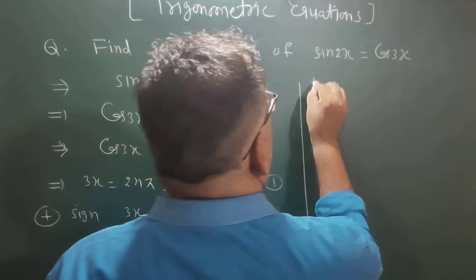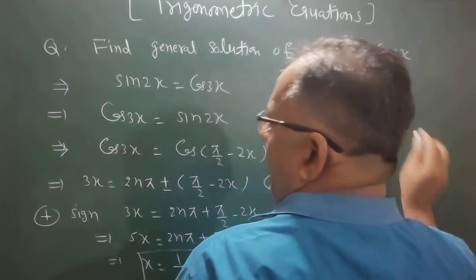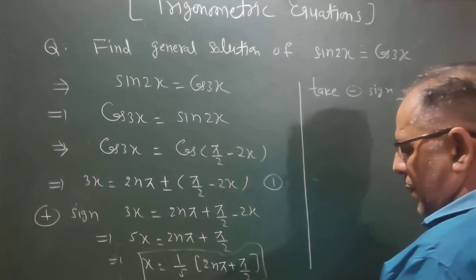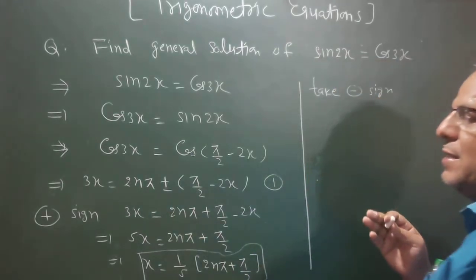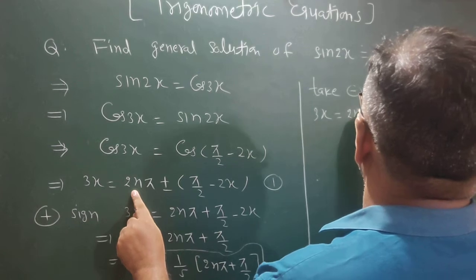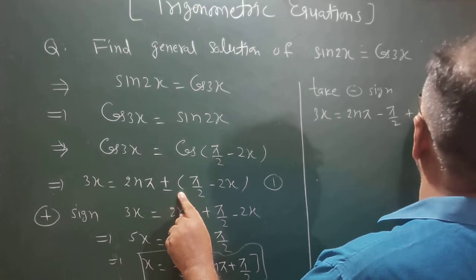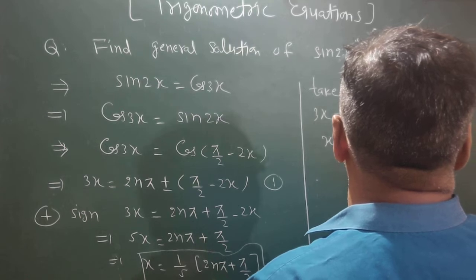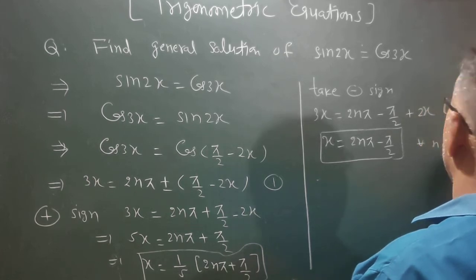If we take negative sign. Here we take positive sign, so we have the general solution x equal to 1 upon 5 into 2n pi plus pi by 2, for every n belongs to Z. Now if we take minus sign there, then the solution becomes 3x equal to 2n pi minus pi upon 2 plus 2x. After transfer we have x equal to 2n pi minus pi by 2. This is the second general solution of this trigonometric equation for every n belongs to Z.